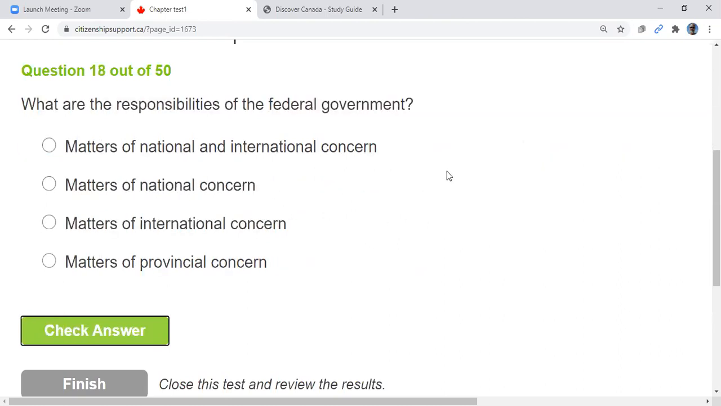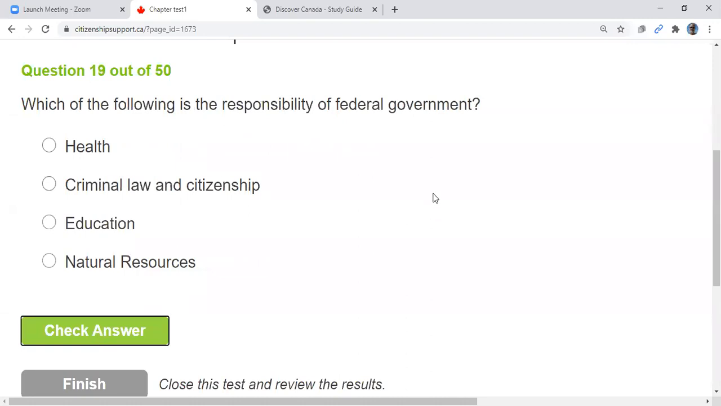Okay, and then let's see, this is for Diallo, please. What are the responsibilities of the federal government? Number 1. Very good. Matters of national and international concern. Very good.